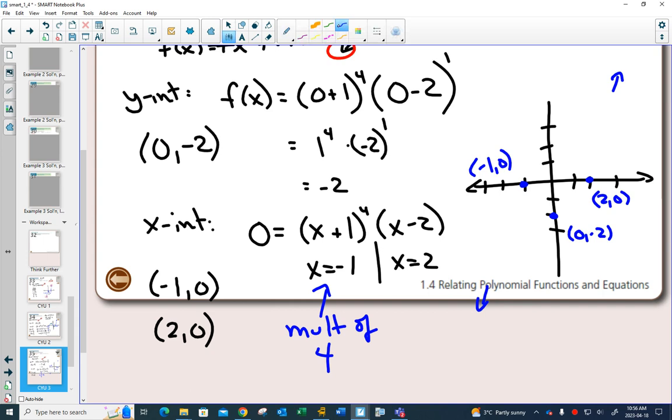This multiplicity of 4 tells us it's an even multiplicity, there's going to be a bounce. So if I'm coming from down here, when I hit this one, I gotta bounce off. This one has a multiplicity of 1. 1 just goes straight through. No bend, no bounce. And this is how multiplicities work.